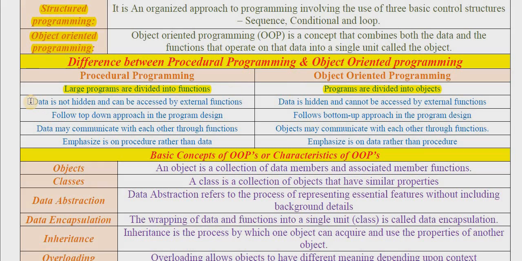In procedural programming, data is not hidden and can be accessed by external functions, but in object oriented programming, data is hidden and cannot be accessed by external functions. Means in procedural programming, external functions can use the data from any part of the program, but in object oriented programming, external functions cannot access the data without permission.